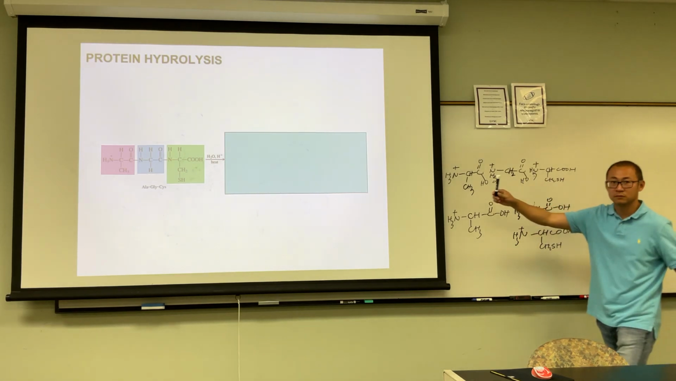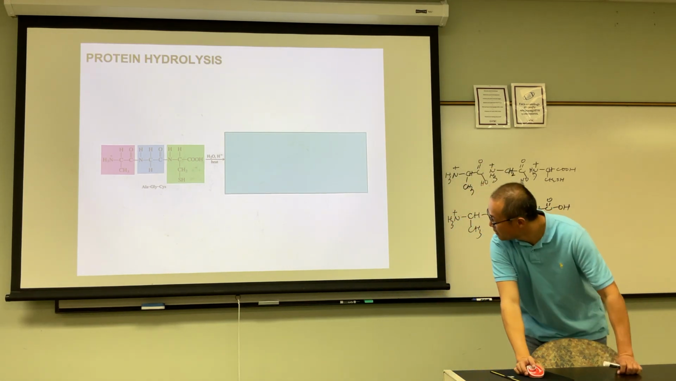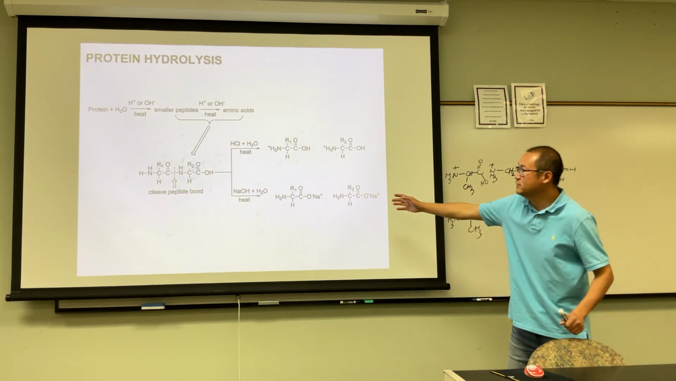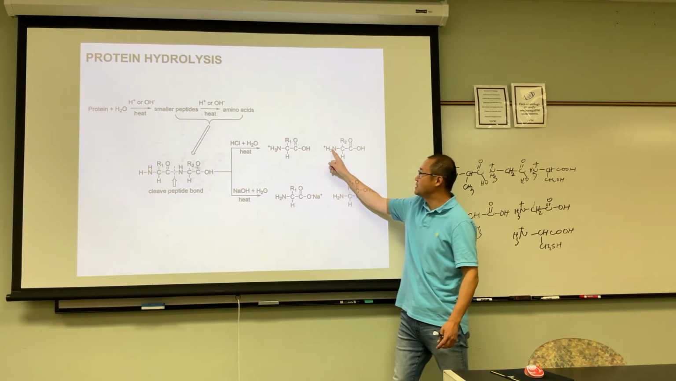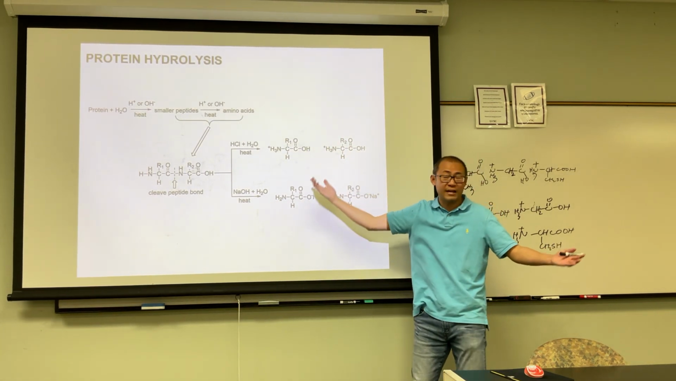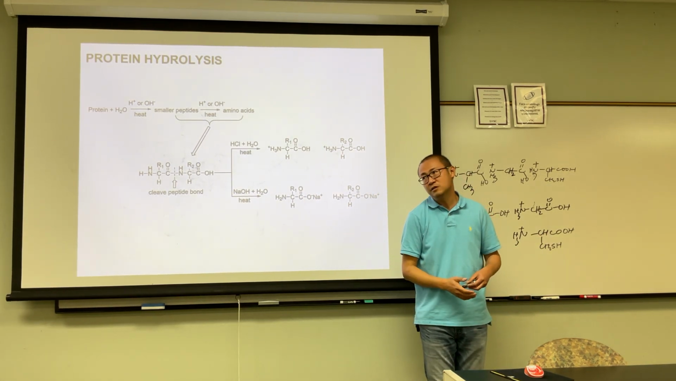Because you have acid. First take a look. Under acidic condition, NH2 becomes what? You see that? NH3 plus and COOH. R1, R2, again, you copy. You won't miss anything in R. There's nothing to do with R in this case.